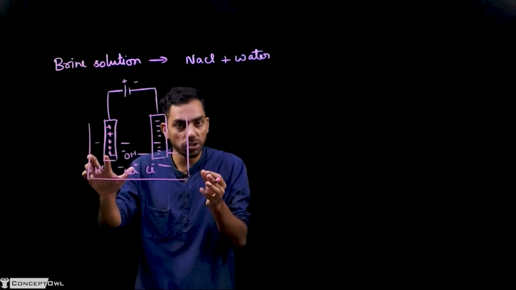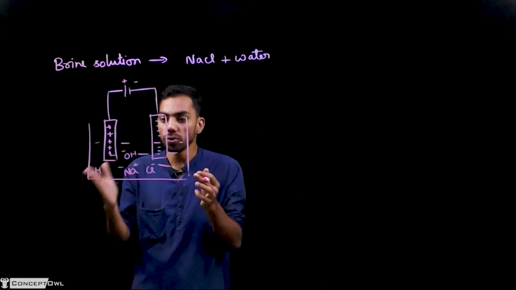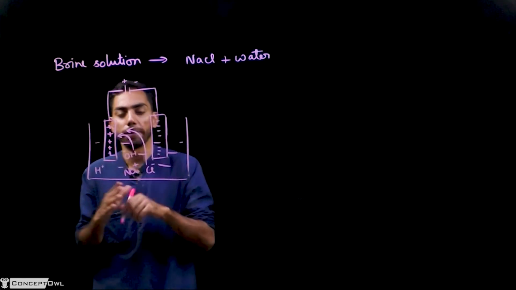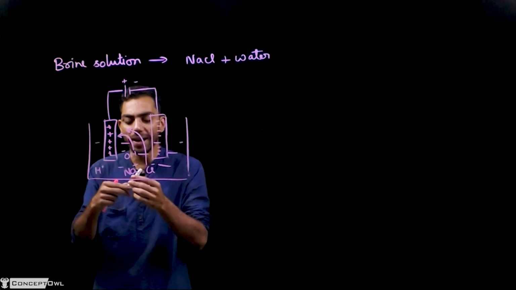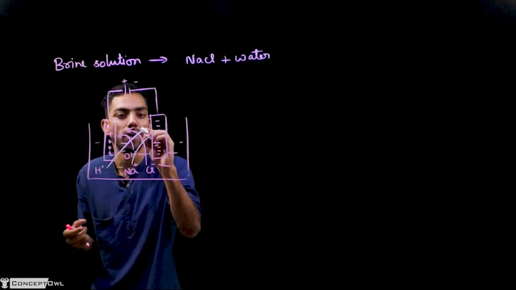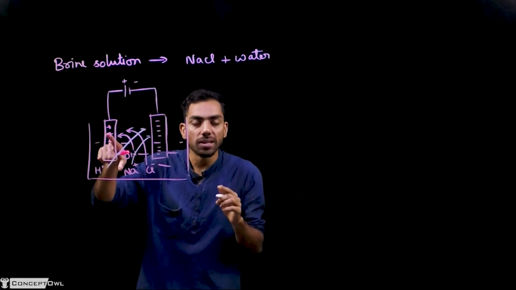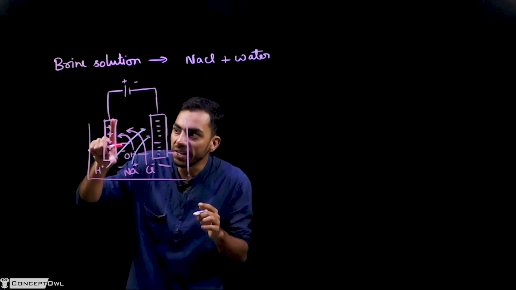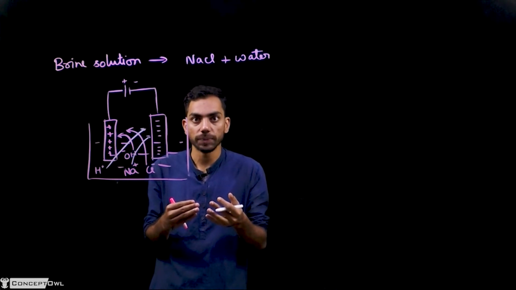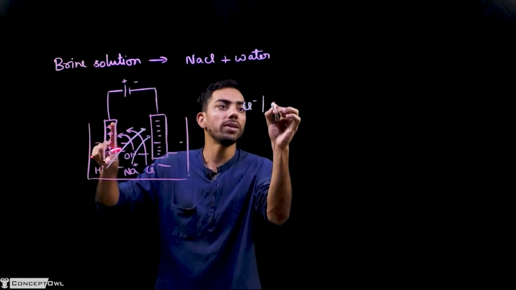When we are passing the current, these ions will move towards the oppositely charged electrodes. This electrode has positive charge, so on this electrode, negative ions will migrate. Here in the solution you have two negative ions, OH- ion and Cl- ion. And on the negative electrode, positive ions will migrate. Na+ ion and H+ ion will migrate towards that. Then when they come near the electrode, discharge will happen. What does discharge mean? At the positive electrode, Cl- and OH- ions are coming.